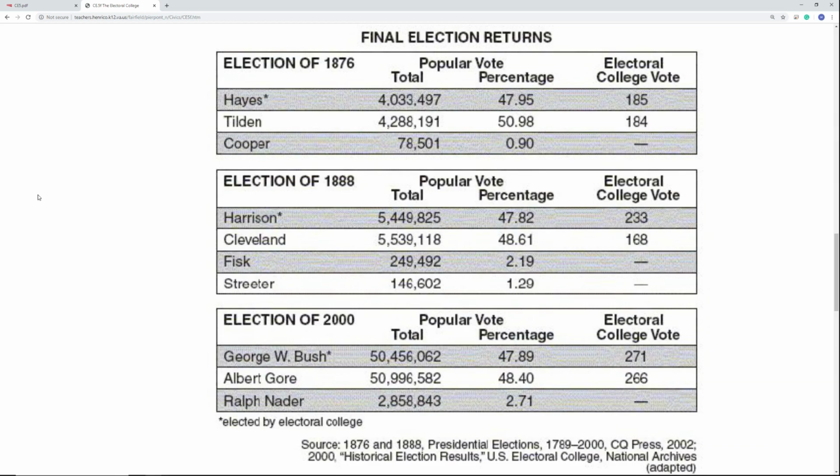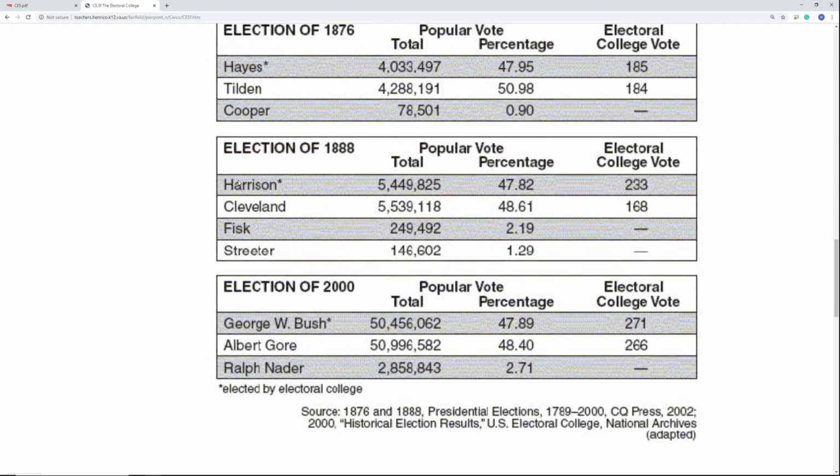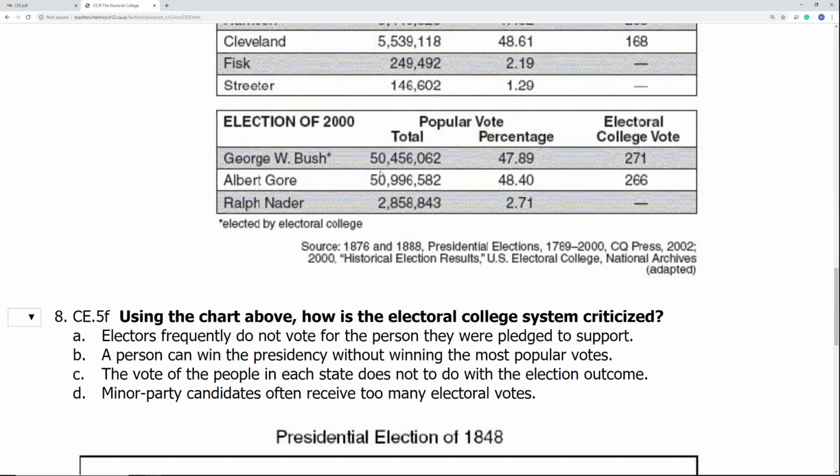So taking a look at this chart, we see here's the popular vote. We looked at this one in class right here, where Hayes wins by one vote. Even though he won electoral college, he won by one vote, but he got 200,000 less popular votes essentially. Election of 1888. Here we see electoral vote again, and again Harrison wins while getting less of the popular vote by about 100,000. And then even in the election of 2000, George W. Bush wins, even though Al Gore beat him by 500,000 votes because of the Electoral College.